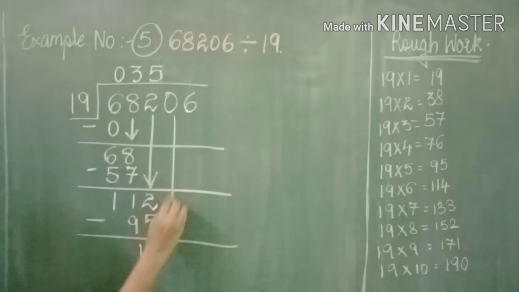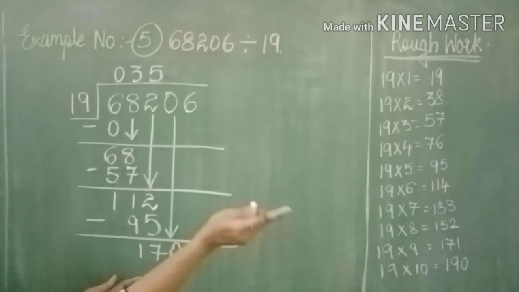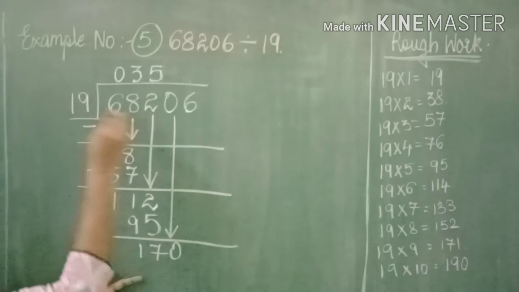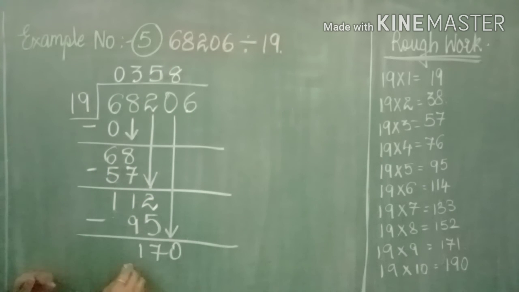Now you have to bring down the next number, that is 0. So for 170 we have to find a smaller number. 19 nines are 171 and 19 eights are 152. So we write 19 eights are 152 and we minus that. It will come as 18.